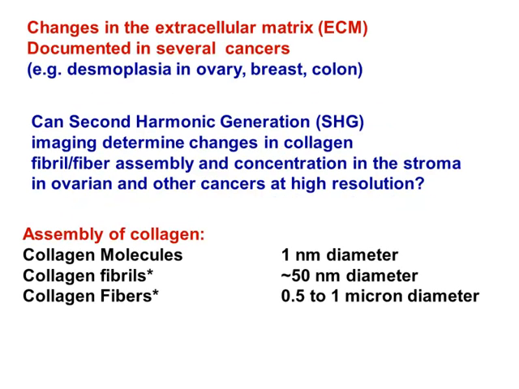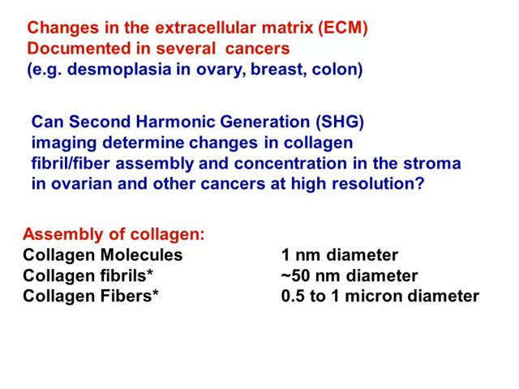So what I'll start off talking about is changes in the ECM that happen in ovarian cancer. These have been documented in several cancers, ovarian, breast, colon, where there's often a classic desmoplasia, or upregulation of collagen, that's seen. So we asked the question, can we use SHG to really get at some of the changes on the small scale, the fibril and fiber levels of assembly in the ovarian stroma?